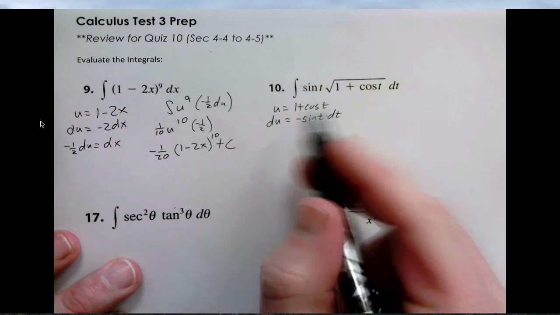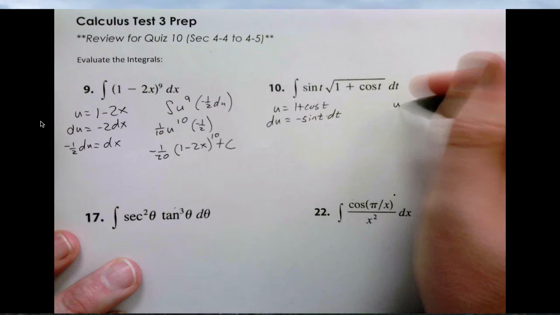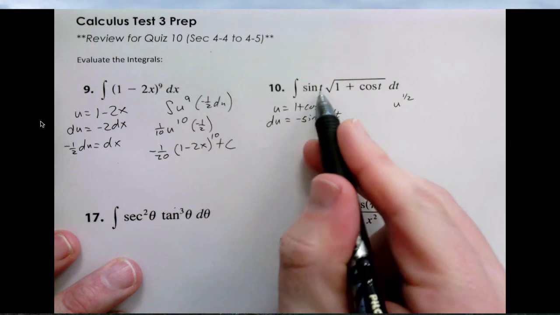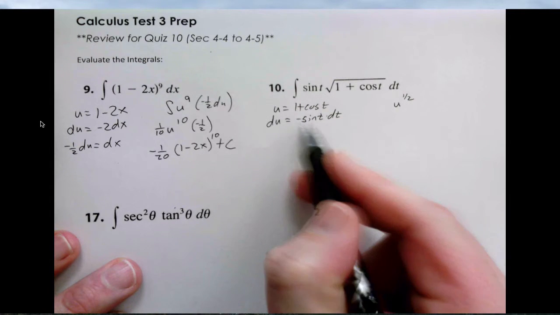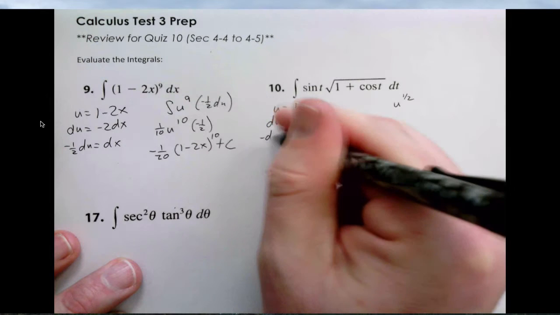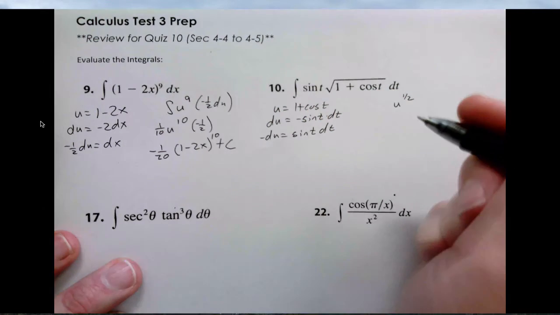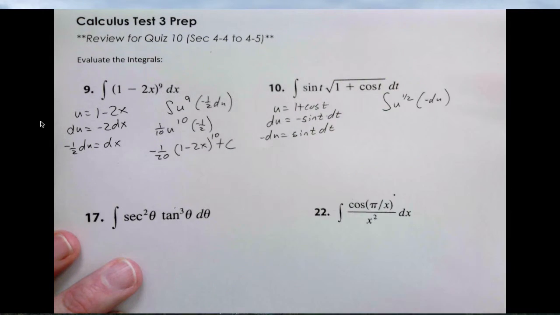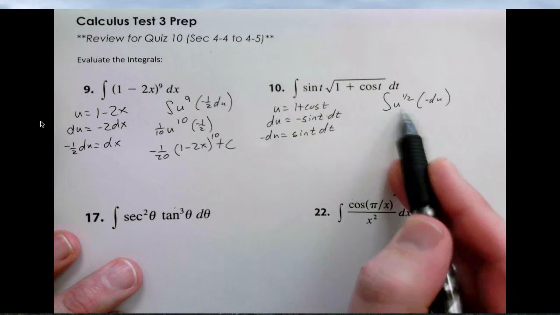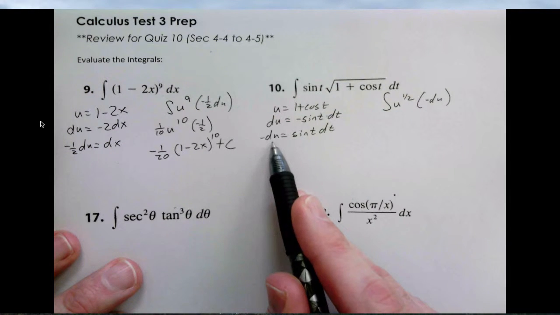Right now I can make u replace the inside here, and I could make that u to the 1/2. But I haven't made the sine t and the dt go away. So I want to match sine t and dt, which is close. I just need this negative sign to go away. So negative du equals sine t dt. If I replace this with negative du, now I have everything switched over to u's. So the radical is now u to the 1/2, and the dt and the sine are replaced by negative du.